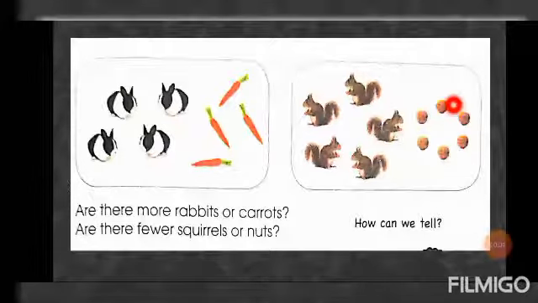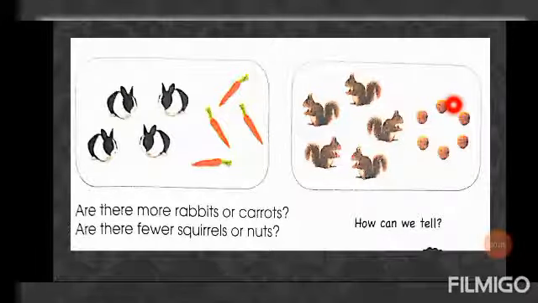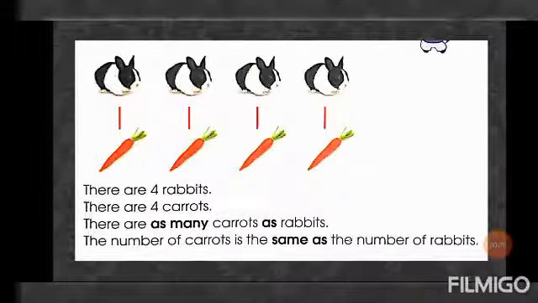My dear students, open your books at page number 7. What can you see here? Yes, these are some rabbits, carrots, squirrels and nuts. Are there more rabbits and carrots? And are there fewer squirrels and nuts? How can we tell that? Look at here.